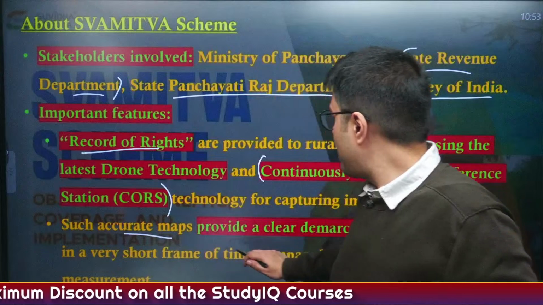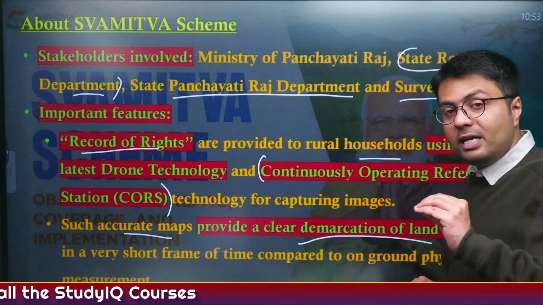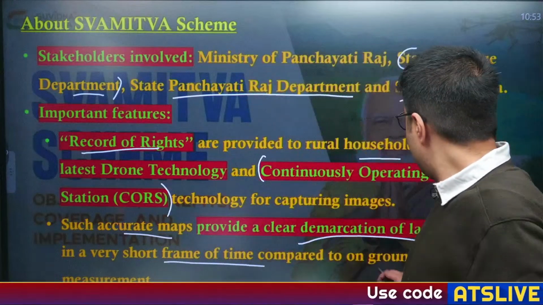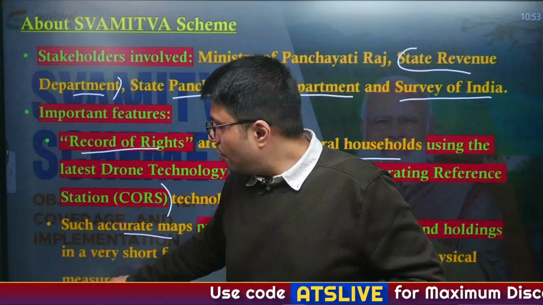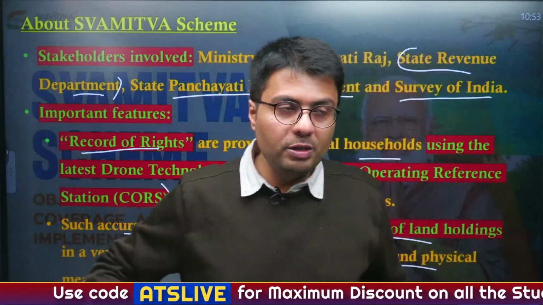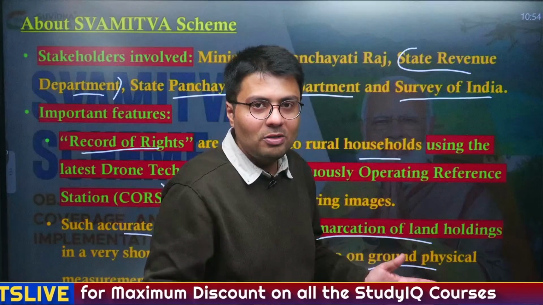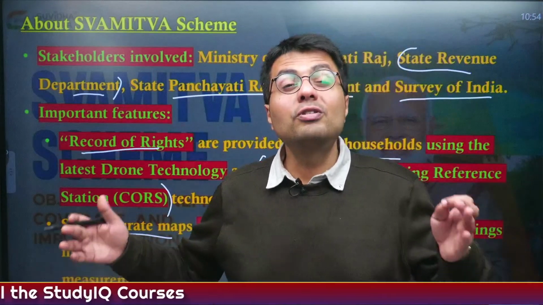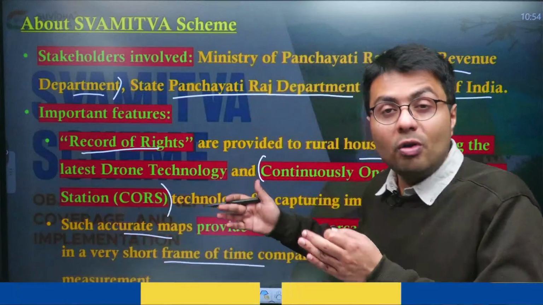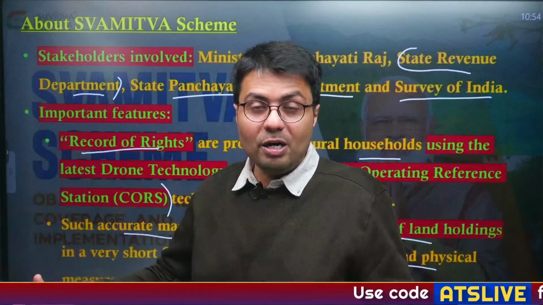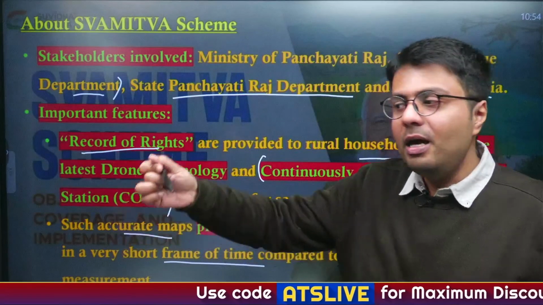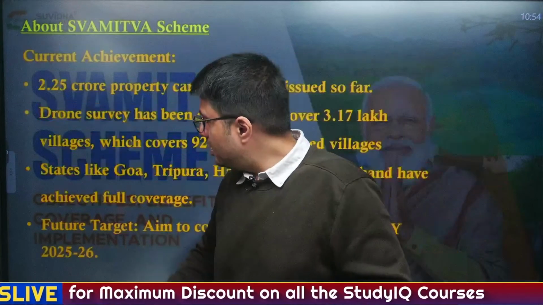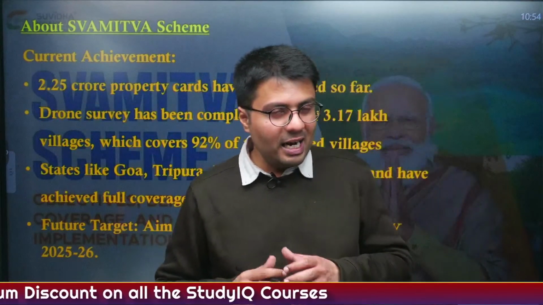Now such accurate maps provide a clear demarcation of land holding in a very short time frame compared to on-ground physical measurement. So what was the earlier process of measurement? People used to survey the land with their own eyes, and based on this survey, the time taken to provide clear ownership was quite huge. So the government is leveraging the help of technology, that is, drones. It is assessing the parcel of land, and based on this mapping exercise, they are delineating the record of rights. Okay. Now, based on this information, let us now understand the impact of the scheme.